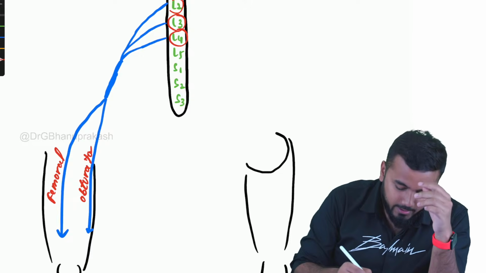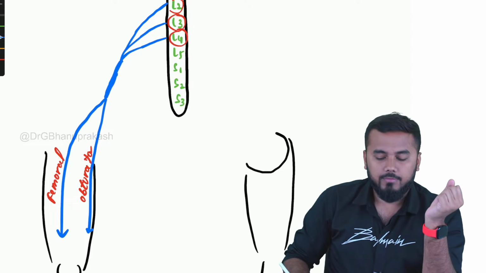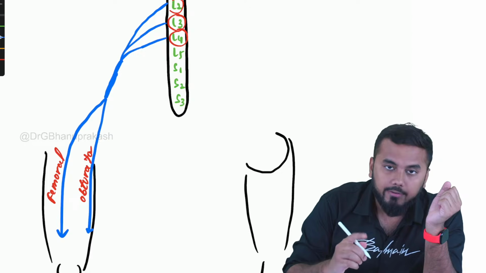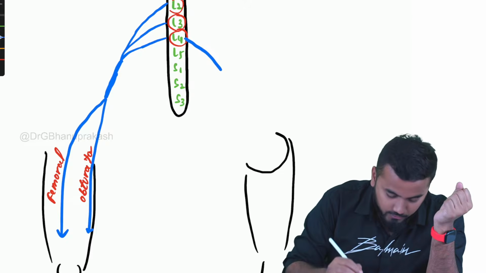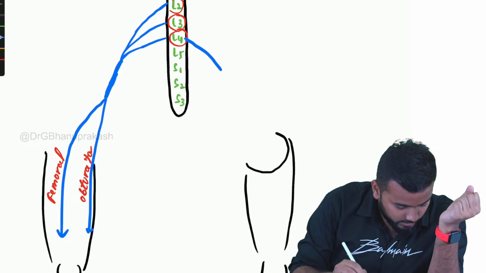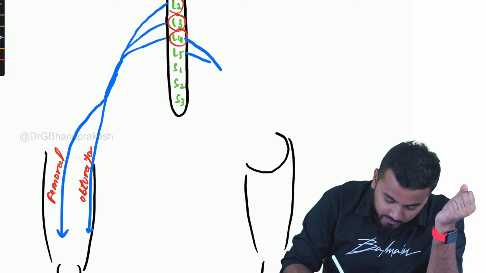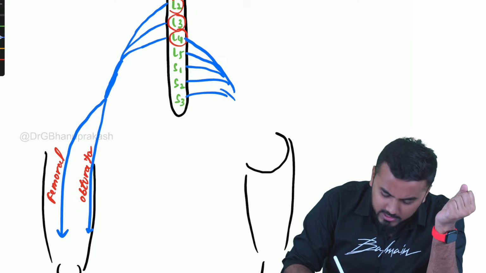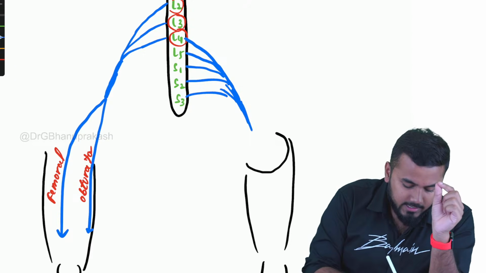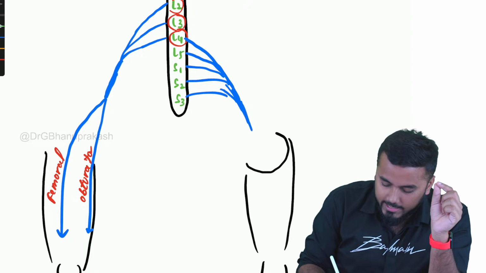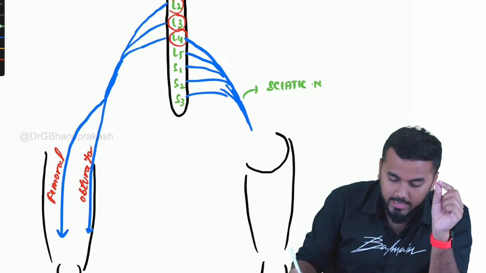Let us go on to the back. Now in the back, look here. From L4, very good all of you, you have answered, L5, S1, S2, S3. All these together form a very thick nerve, and that nerve is called your sciatic nerve.